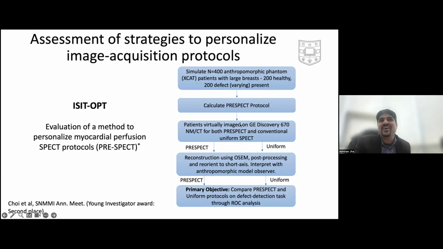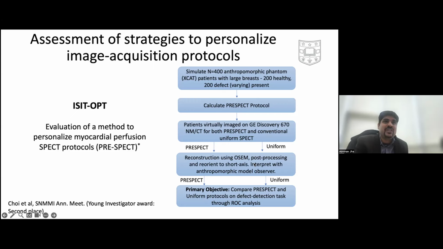So that was a pretty convincing study. One size fits all is right here, uniform. So this was our uniform protocol. What we did was take a patient population and calculate our optimized protocol. We imaged the patients virtually using the conventional protocol as well as our protocol. Our protocol is personalized. The uniform is one size fits all.